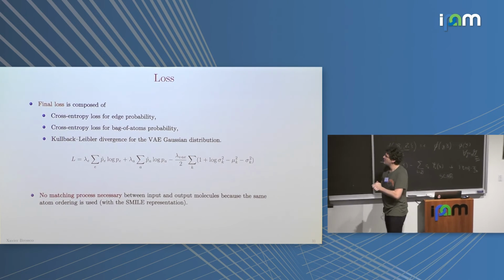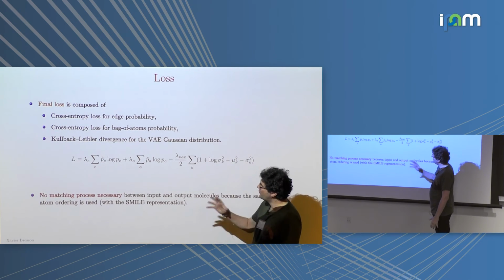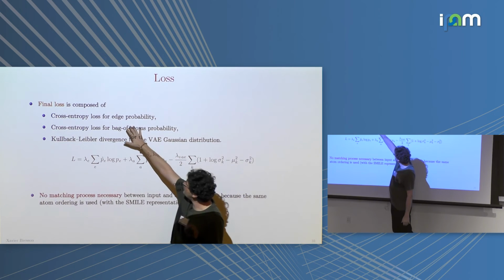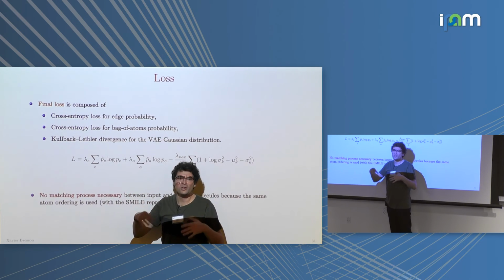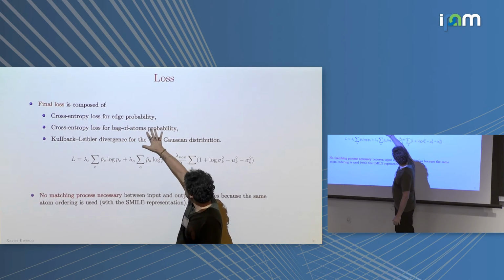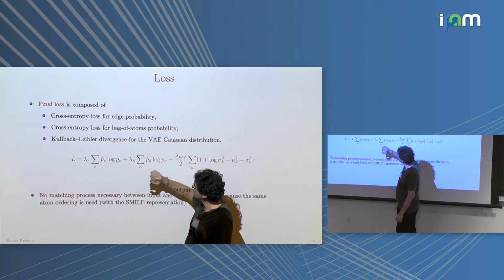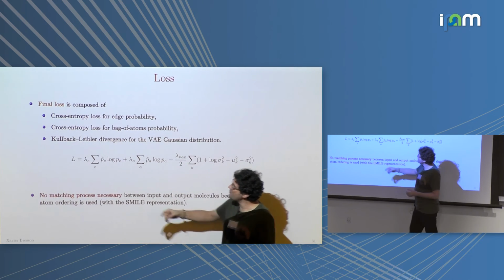The loss, so basically, we will have, actually I forgot one term. So the first term is going to be a cross-entropy loss for the edge probability. So we know for each edge what should be the ground truth, right? The same also for the bag of atoms, so the molecular graph, we know that. We have also the Kullback-Leibler divergence for the Gaussian distribution. And then we also have another one.